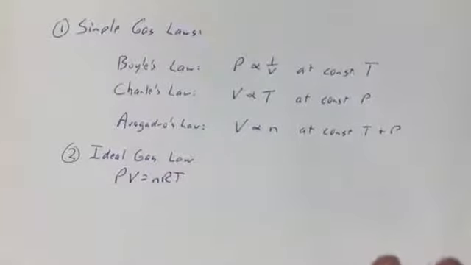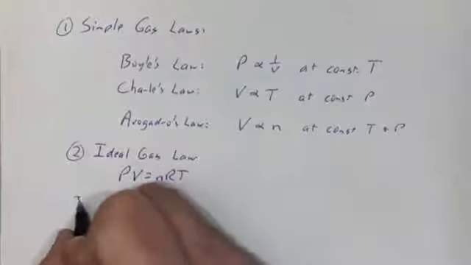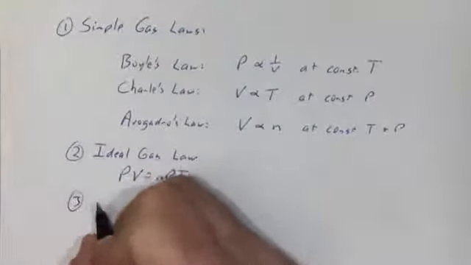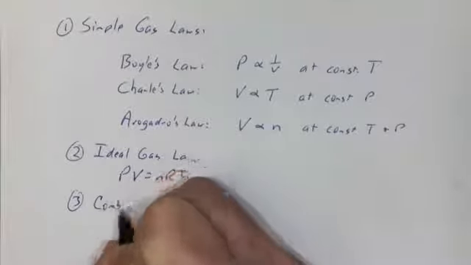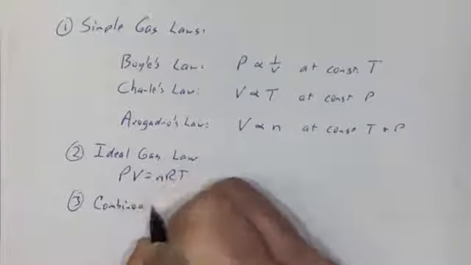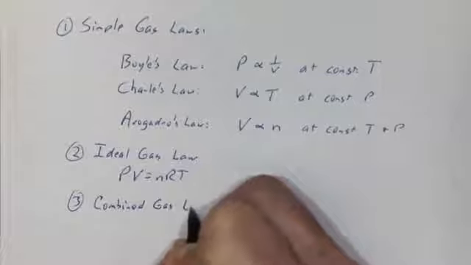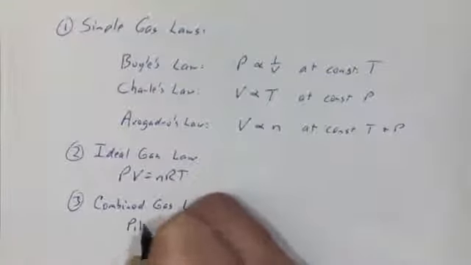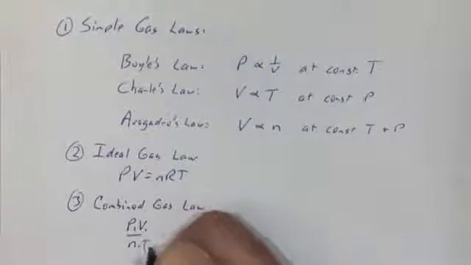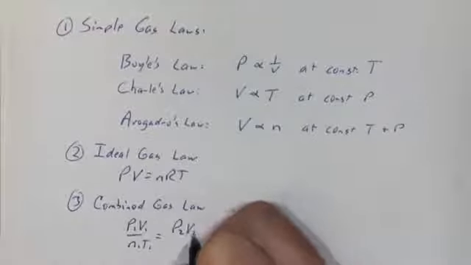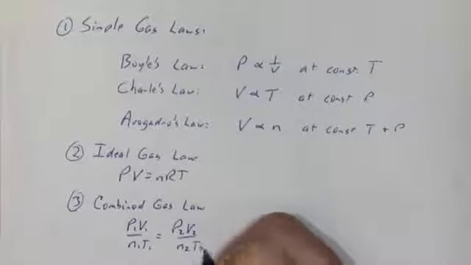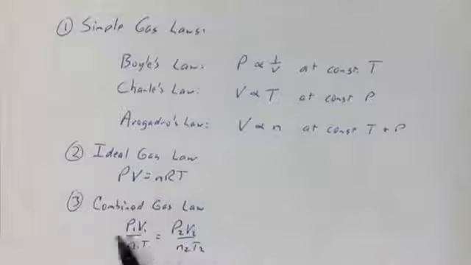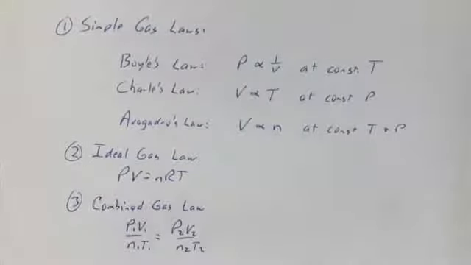The third relationship that you need to know is the combined gas law. This is very useful if you change the conditions of a gas. The combined gas law says P1 V1 over n1 T1 equals P2 V2 over n2 T2. So that's the combined gas law. If you have a gas under one set of conditions, P1, V1, n1, T1, and you change those conditions, then you can use the combined gas law.